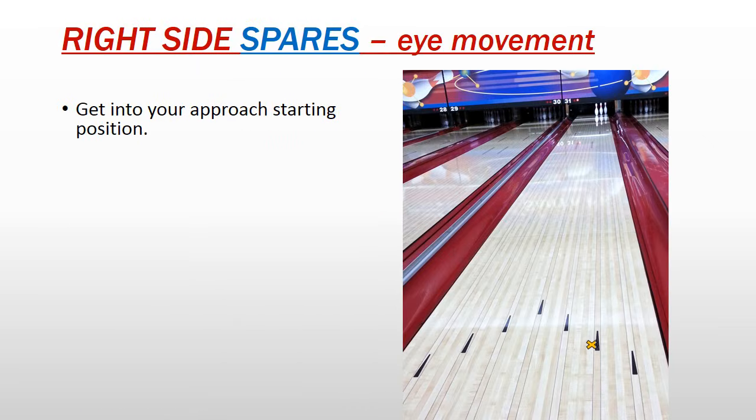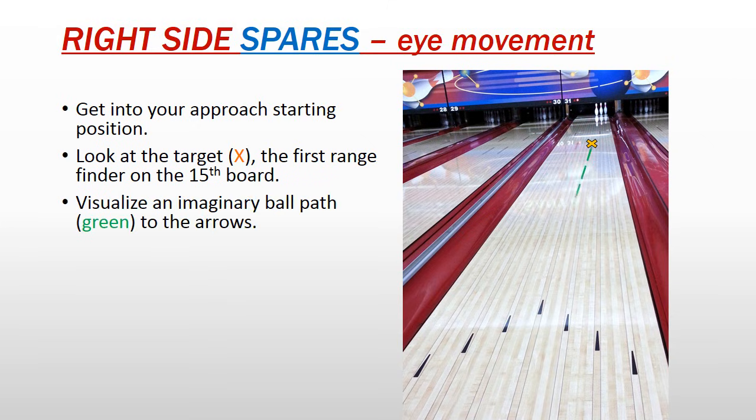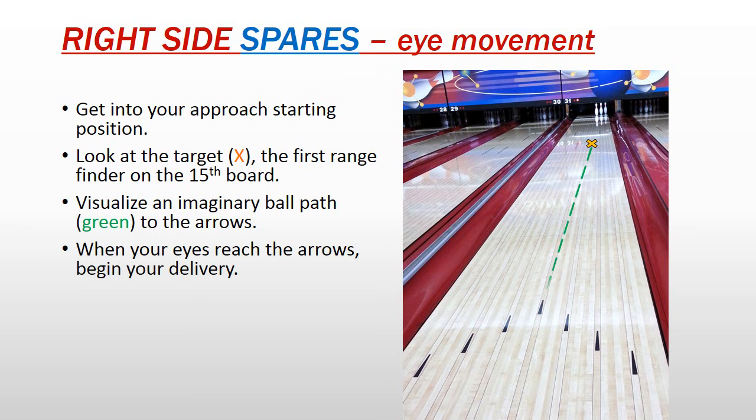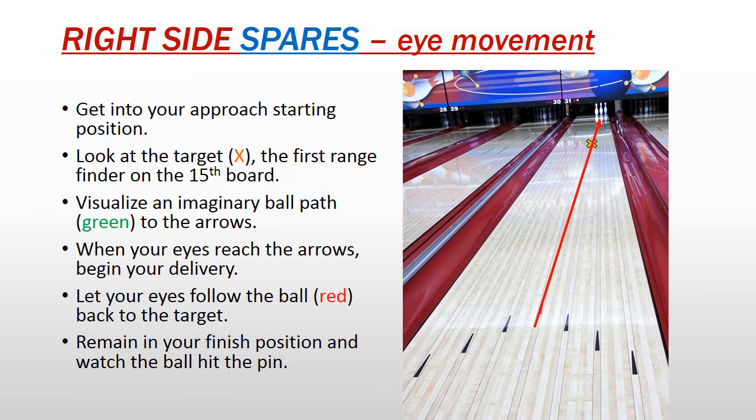After finding your starting position as described in the previous slide, look at the second target at your first rangefinder and visualize an imaginary ball path to the arrows. When your eyes reach the arrows, begin your delivery. Let your eyes follow the ball back to the target. Remain in your finished position and watch the ball hit the pin.